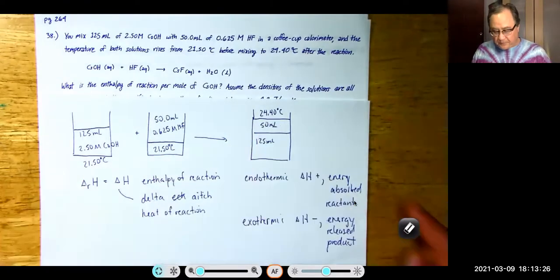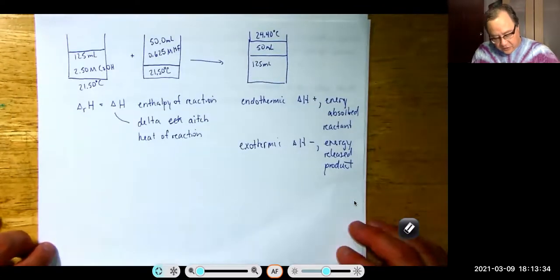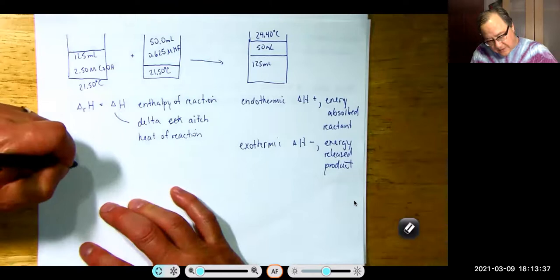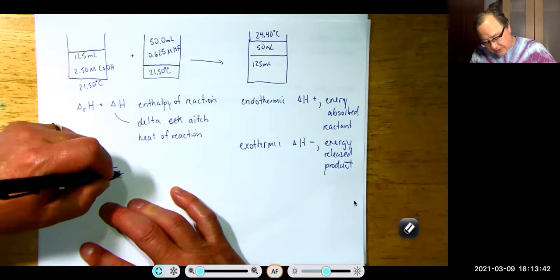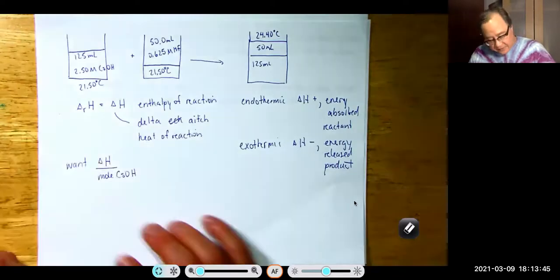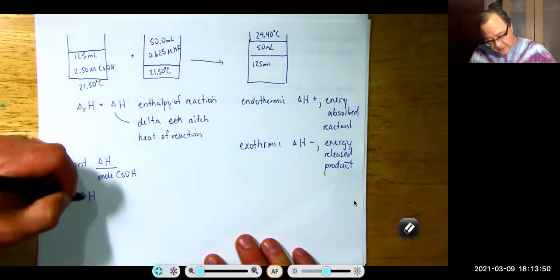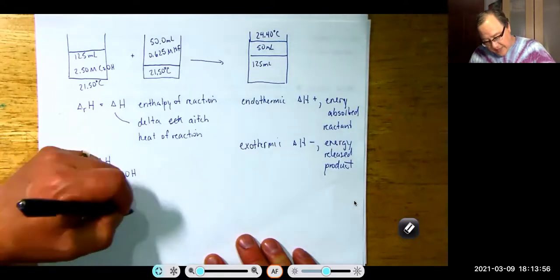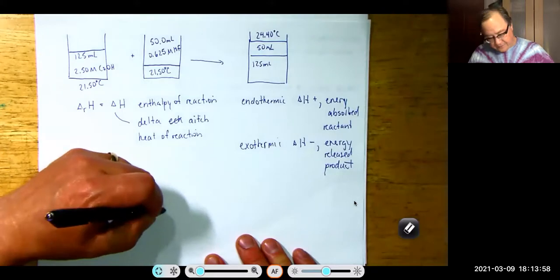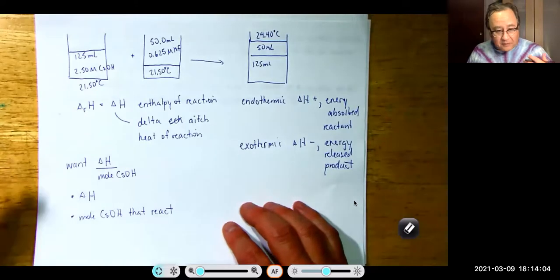So here's the tack I'm going to take with this problem to find the enthalpy per mole of cesium hydroxide. We want the delta H per mole of cesium hydroxide. I'm going to tackle this first by calculating the delta H, and then I'm going to calculate the moles of cesium hydroxide that react. In this case, it's better to do them as separate problems than combine them together.